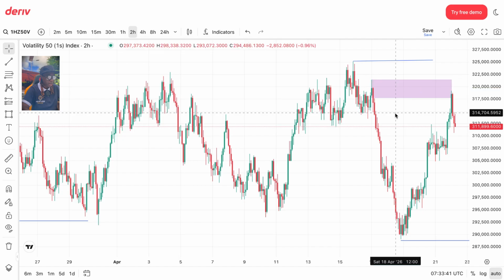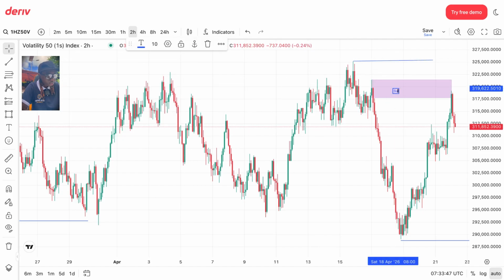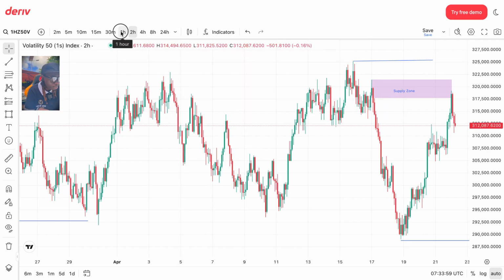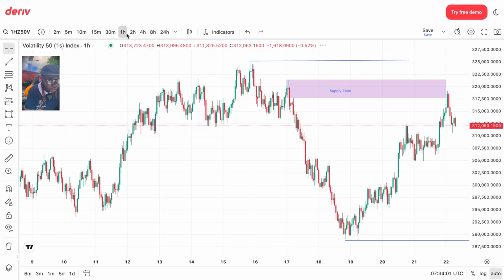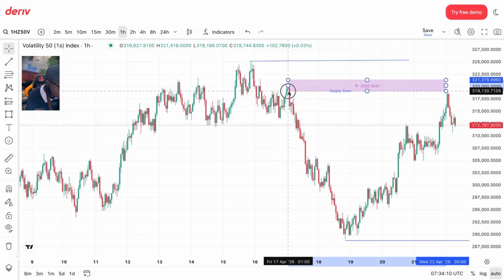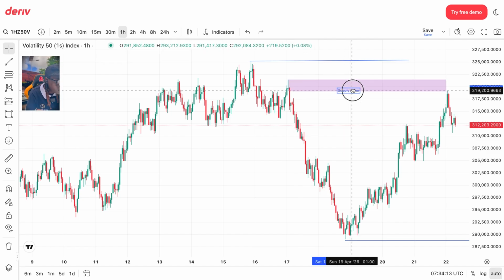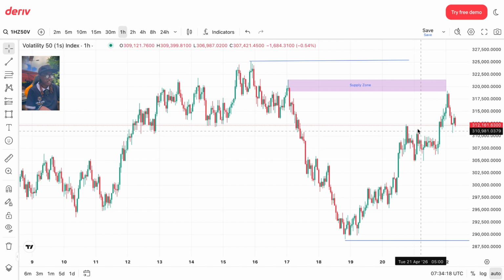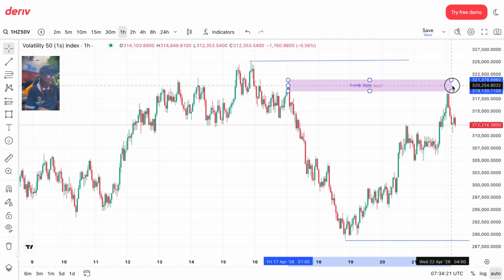And this was my perfect supply zone. Let me name it. So this was my supply zone that I had marked, my 4 hours or my 2 hours supply zone. So I went ahead to refine now my 4 hour supply zone. I used the 1 hour chart, and you can see now the order block is visible perfectly, and I went ahead to use that one. So you can see my supply zone perfectly placed there, and market at that point was somewhere here. So I had marked this supply zone already like that.